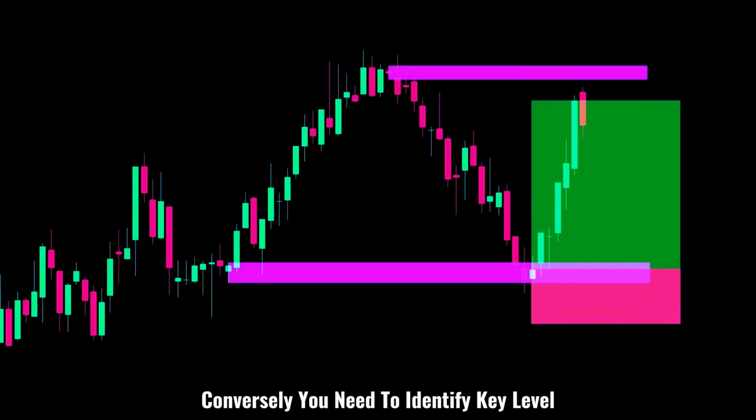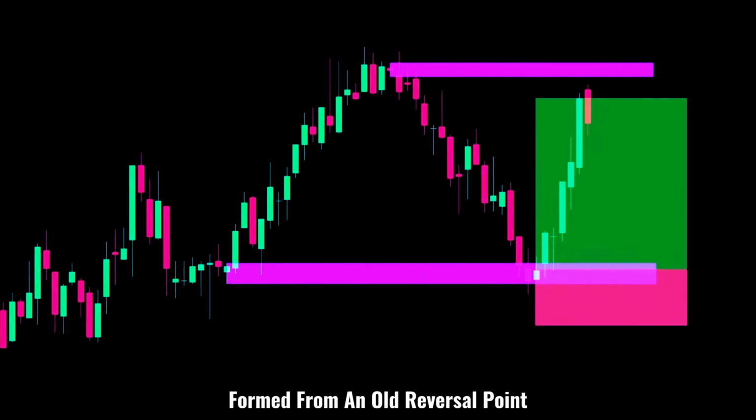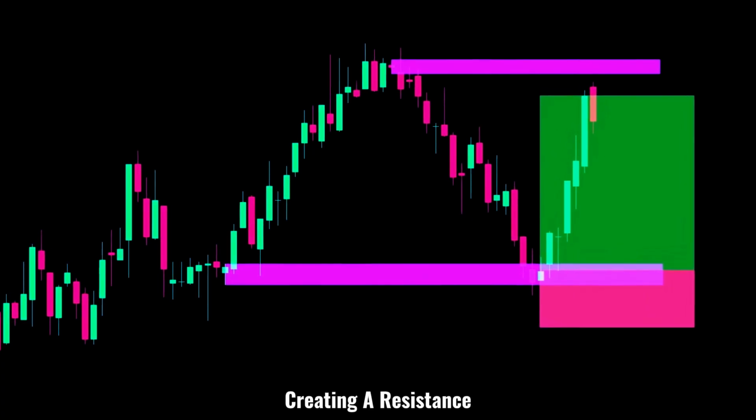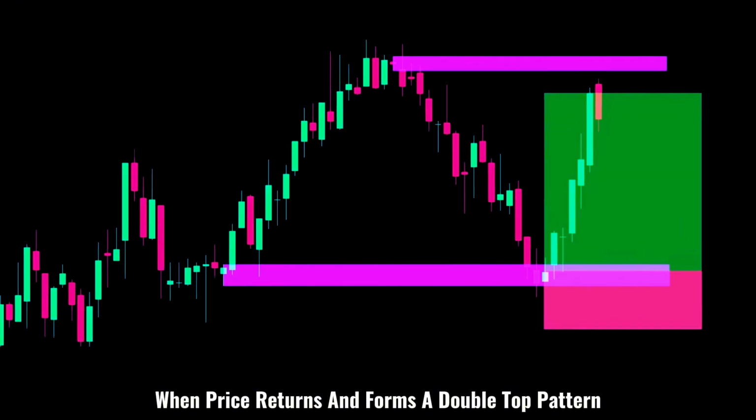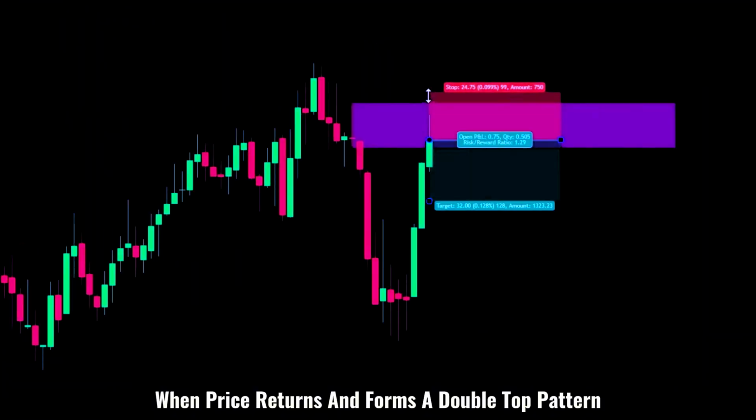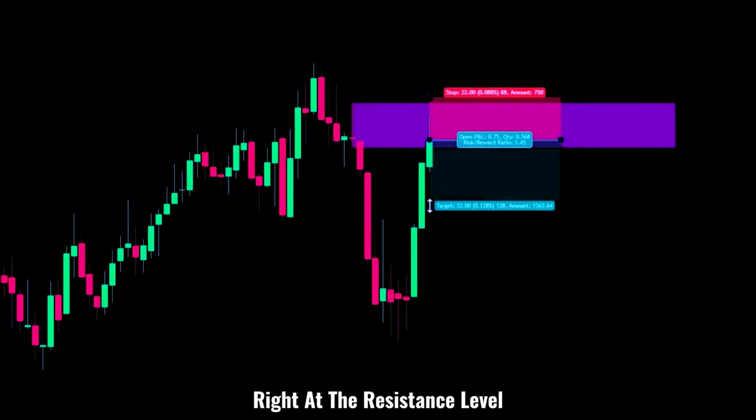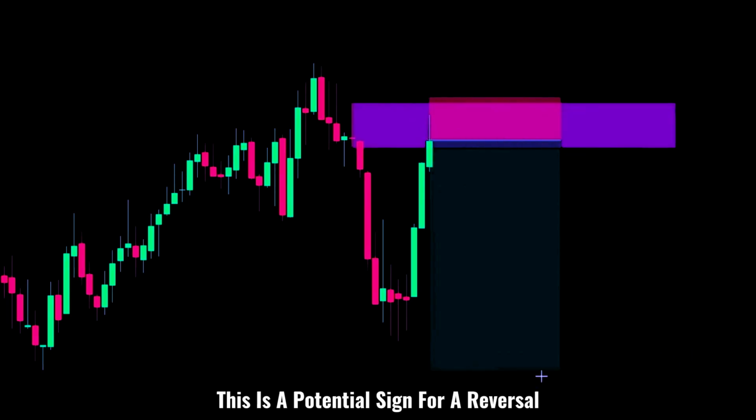Conversely, you need to identify a key level formed from an old reversal point, creating a resistance when price returns, and forms a double top pattern right at the resistance level. This is a potential sign for a reversal.